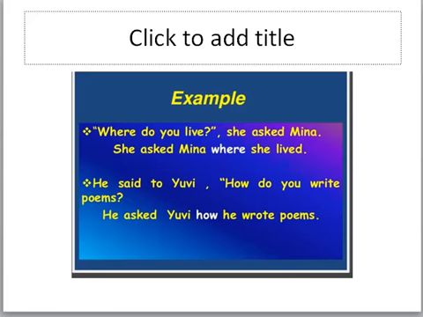For example, where do you live? She asked Mina. Again, where, who, and what would be used as a connective, right? So where is used as a connective here. She asked Mina where she lived, right? No if or whether is used, no that is used, but the WH word is used as a connective in WH interrogative sentences. He said to UV, how do you write poems? He asked UV how he wrote poems, right? This is how direct interrogative sentences change into indirect sentences.